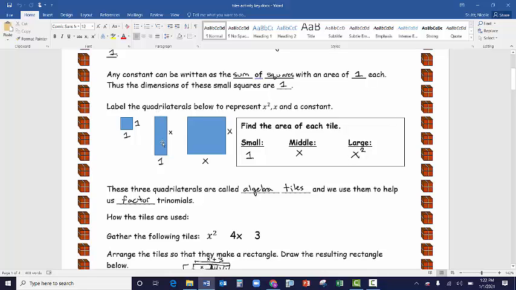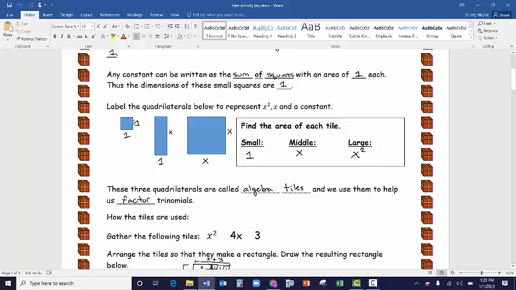Then I want you to think of a rectangle whose dimensions are x and 1. So if you want to get the area, again, length times width, x times 1 is x. So if you had 4x, for example, I want you to think 4 rectangles. Each of them has an area of x, so that would get you an area of 4x.